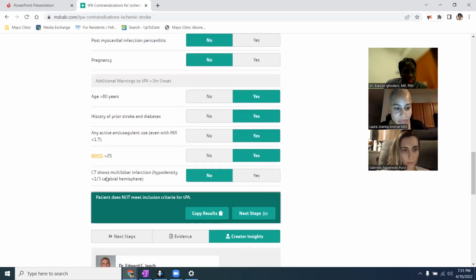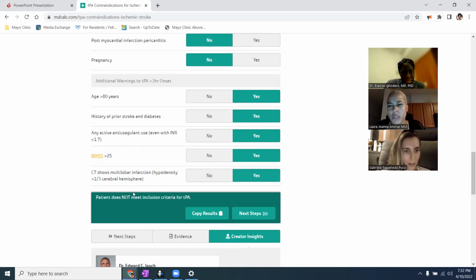And then for the last one, it says CT shows multilobar infarct, hypodensity. So I know the reason why we don't want to give TPA if the infarct size is greater than 1/3 of the cerebral hemisphere is because it's considered a large stroke, and the larger the stroke, the more likely it is to have hemorrhagic transformation. So if you're giving TPA on top of that, you're increasing the risk for the patient to bleed. That's why NIH greater than 25, because it probably means that the infarct is so huge. That's my thought.